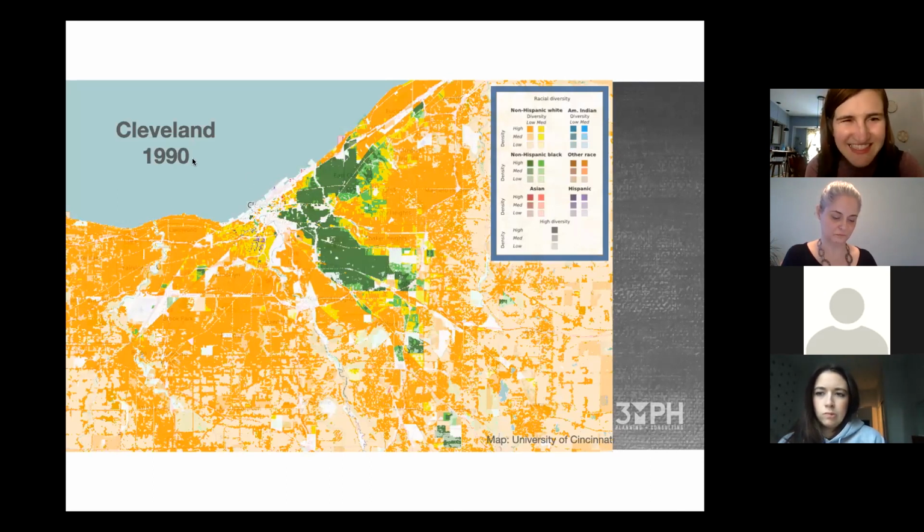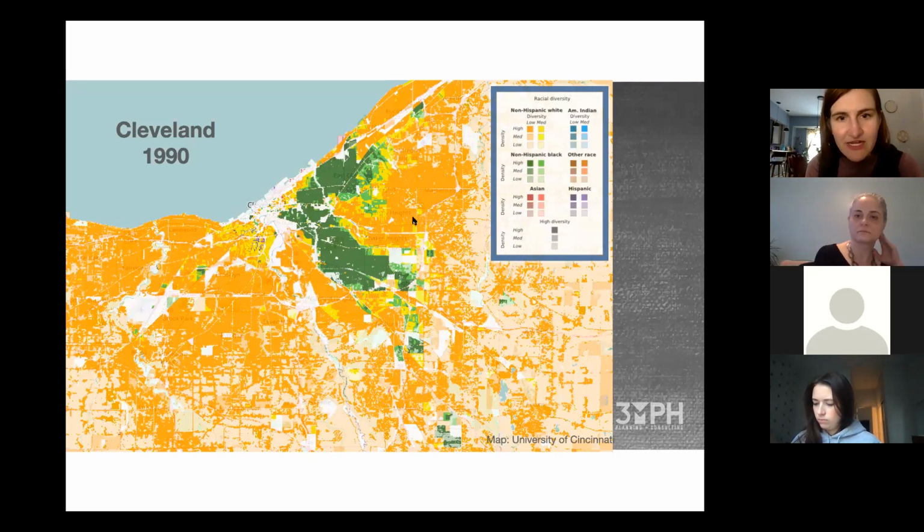So as you can see, this is 1990 in Cleveland. I'm just using it as an example. What I'm going to be talking about is relevant pretty much to any metro area. So you can see very segregated. Green shows concentrations of where Black people live. Orange is where there's homogenous, white people, suburbs, type rural areas. And then the yellow shows areas that are a little more diverse.